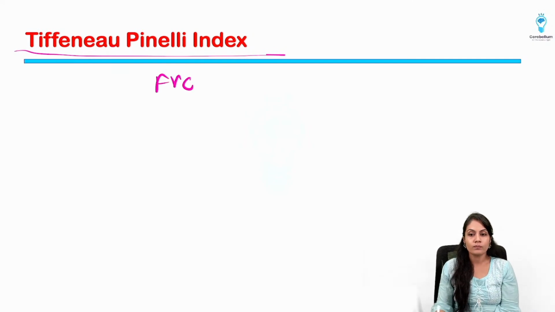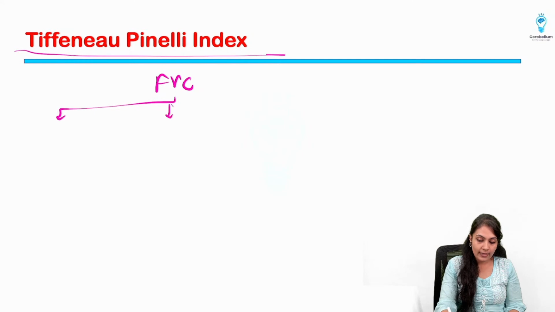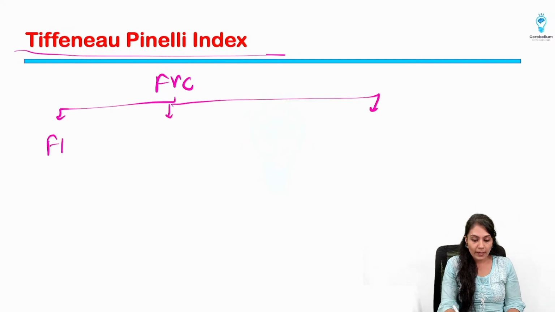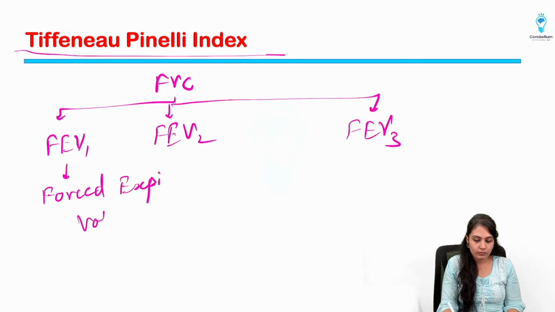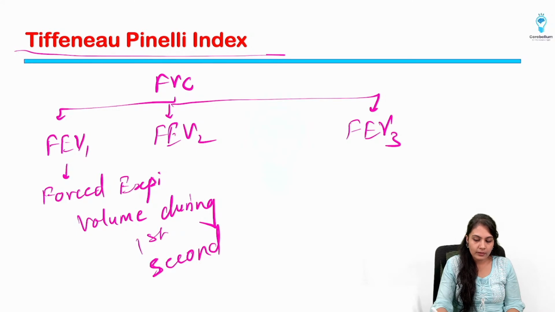We ask the subject to expire forcefully, as quickly as possible. As he expires forcefully and quickly, it takes almost 3 seconds. So that's why we have divided it into 3 seconds, that is FEV1, FEV2 and FEV3. What is FEV1? The forced expiratory volume during the first second, and this is during the first 2 seconds and during the first 3 seconds.